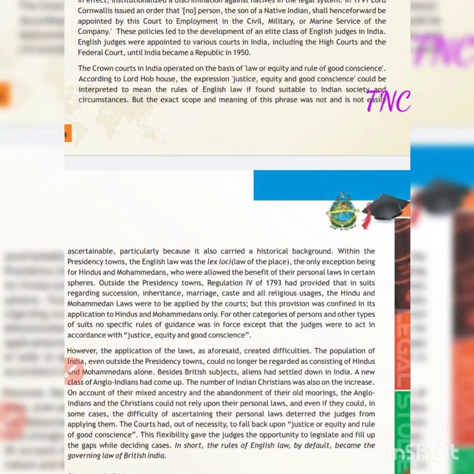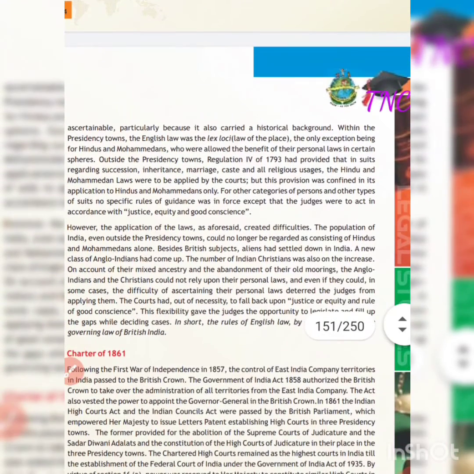But the exact scope and meaning of this phrase was not and is not easily ascertainable, particularly because it also carried a historical background. Within the presidency towns, English law was the lex loci. Now, this is a legal maxim, lex loci, which means law of the place, wherever you are living. In whichever country you are living at the moment, the laws of that country will be applied upon you. If you are living in India, the rules and legislations in place in India will apply to you, and if you go to England, English laws will apply to you because you are on the land of England. Law of the land, lex loci.